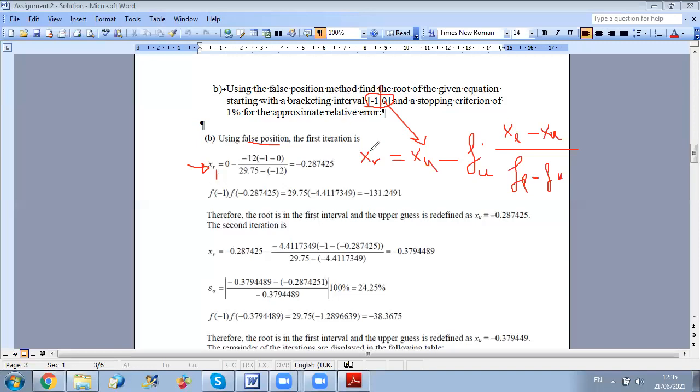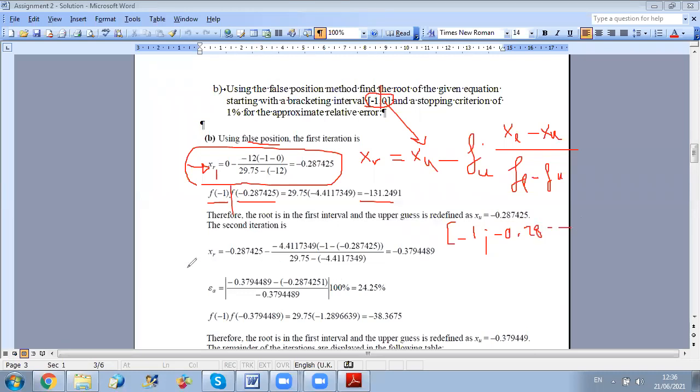The only difference from the bisection method is the way we estimate the root. Once you have the estimate of the root, the procedure is the same. I compute F at XR to see if it has the same sign as at -1 or not. Here they have opposite signs, so you can be sure that your root is between -1 and -0.287425. So you update your interval: now my root is between -1 and -0.287425.